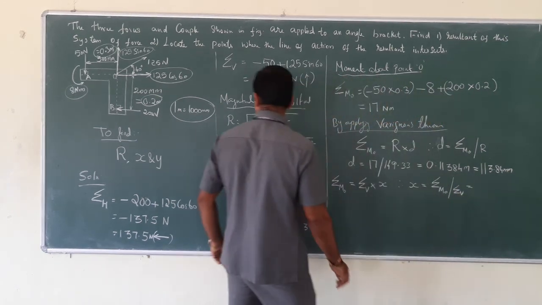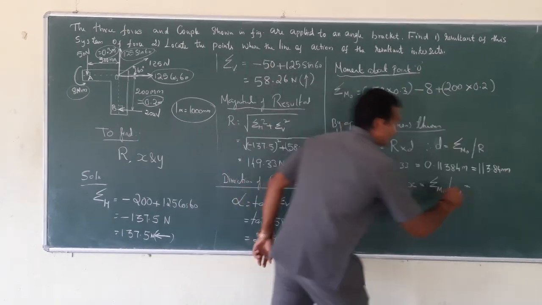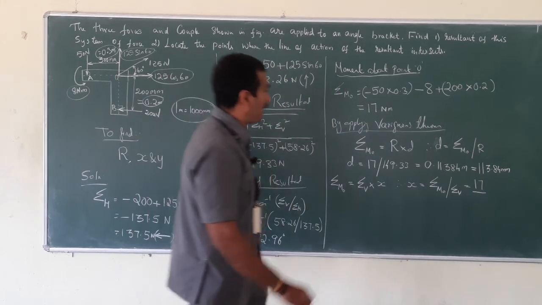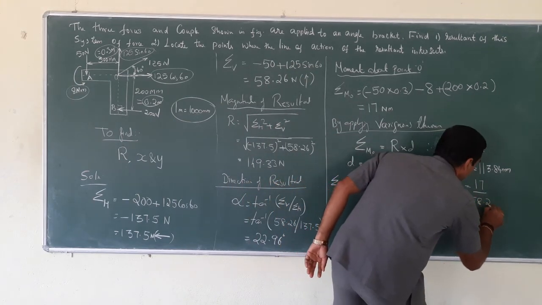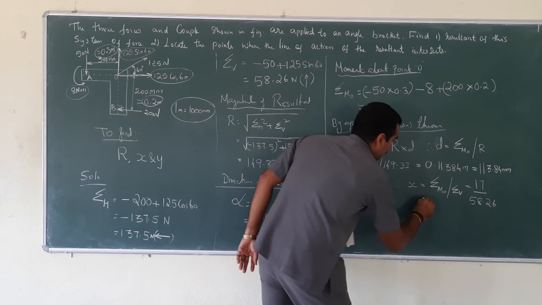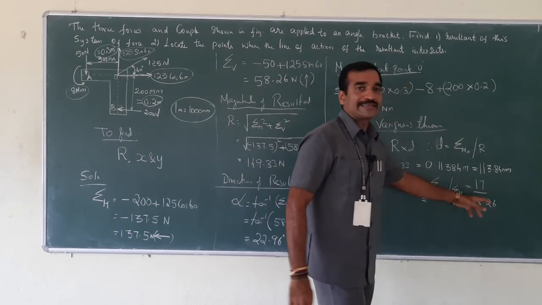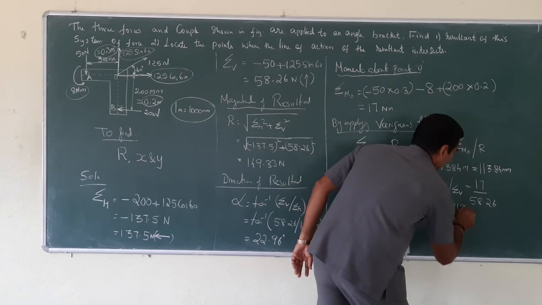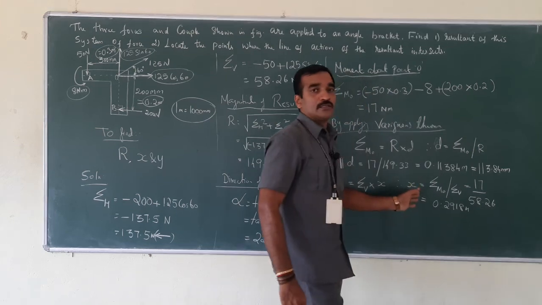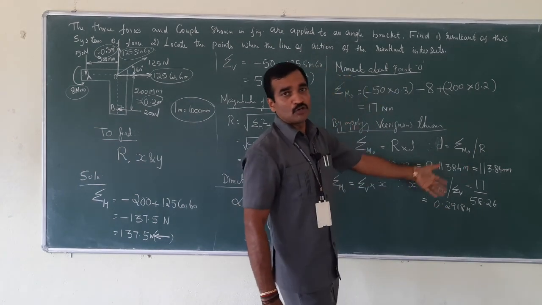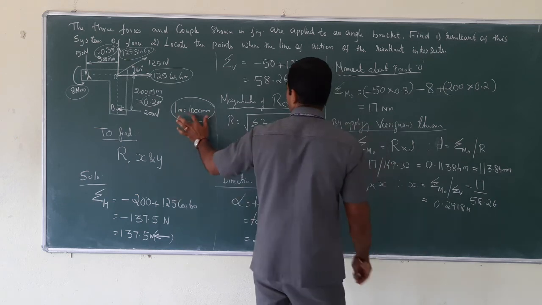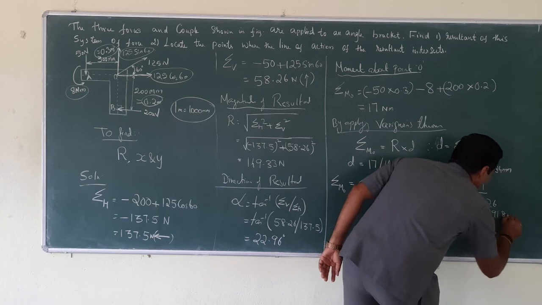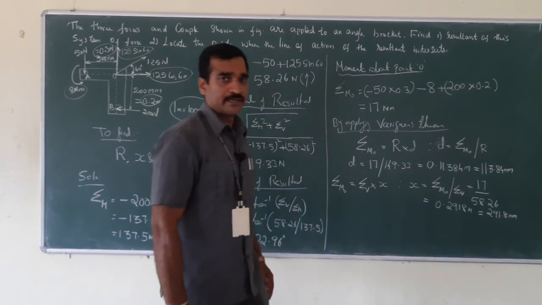So what is the value here? Summation M is 17 divided by sum of vertical forces. Sum of vertical force is 58.26. Which is equal to, if you feed this value in your calculator, you will get 0.2918 meter. If you convert this into mm, you will have to multiply with 1000, because 1 meter is equal to 1000 mm. So it can be written as 291.8 mm. Got it? This is the x distance.